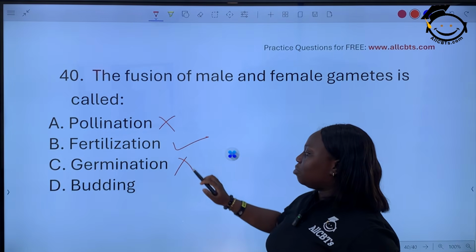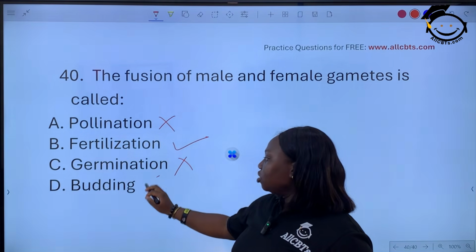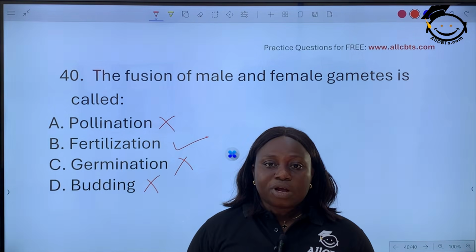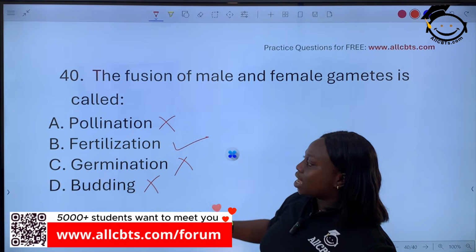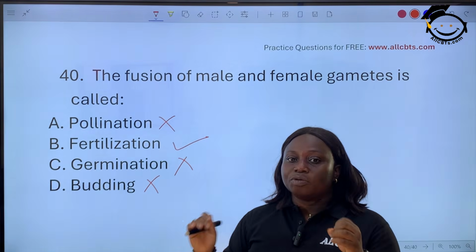It's not germination. Germination is the process by which plants grow. What is budding? Budding is a form of asexual propagation. So our answer here is fertilization, because it has to do with the fusion of the male and the female gametes.